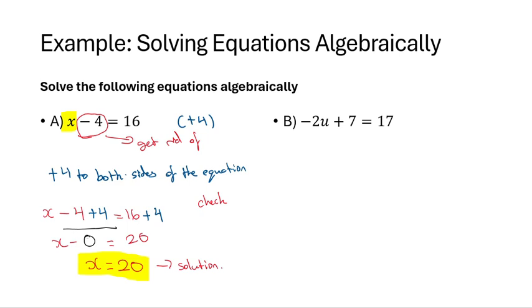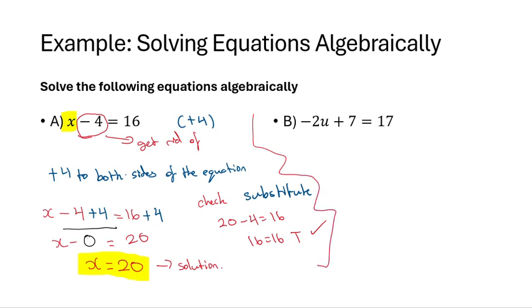So what you're going to do is substitute. So when you substitute x equals 20 in, let's just check it out. 20 minus 4 equals 16. 16 equals 16. So it's true. So that's what we want. Okay. So that means x equals 20 is the correct answer.